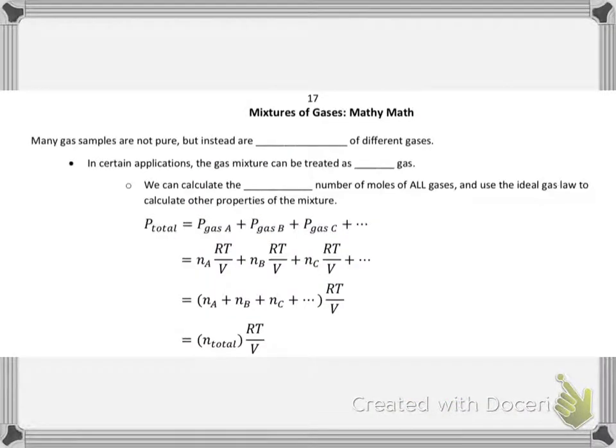Now, we already know, of course, Dalton's law, that many gas samples aren't pure, but instead are mixtures of different gases. However, there are some times when you can actually treat all of the mixture together as just a single gas, one gas, and do the math that way. If you calculate the total number of moles of all the gases, you can plug that into PV=nRT and calculate the total pressure of your container. So there's nothing new about this math. It's just recognizing that this is a thing that can be done.